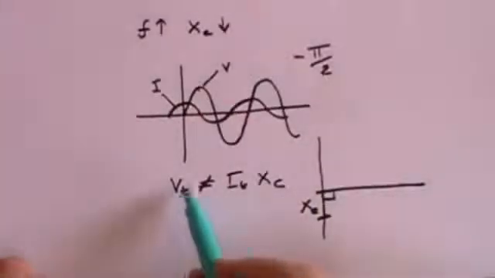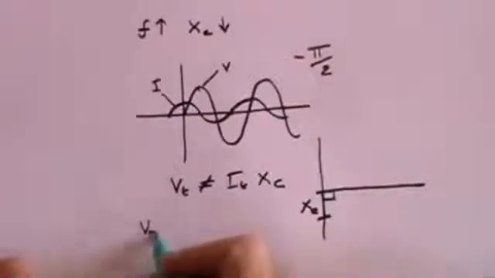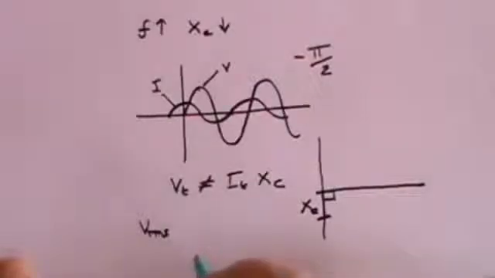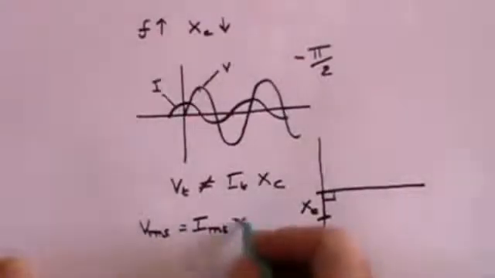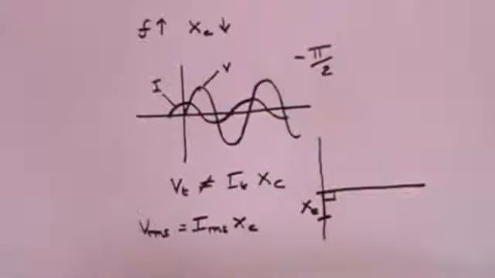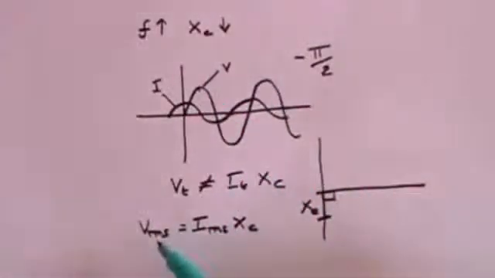Incidentally, although this formula is not true because you cannot take the voltage at a particular time, what will be true is that the root mean square of the voltage, which we dealt with in the earlier AC video, is equal to the root mean square of the current times XC. So in other words, what we're saying is, taken over the entire cycle of the sine wave, the voltage root mean square is equal to the current root mean square times the reactance caused by the capacitance.